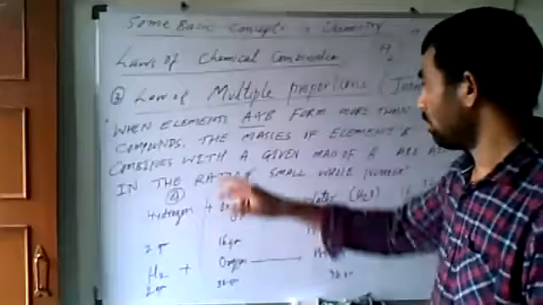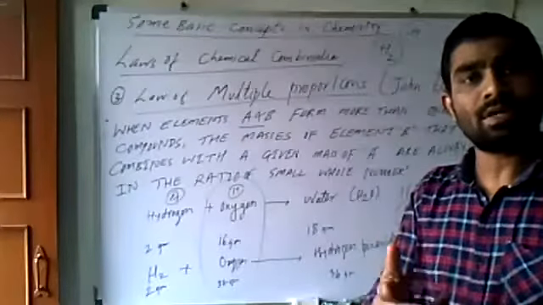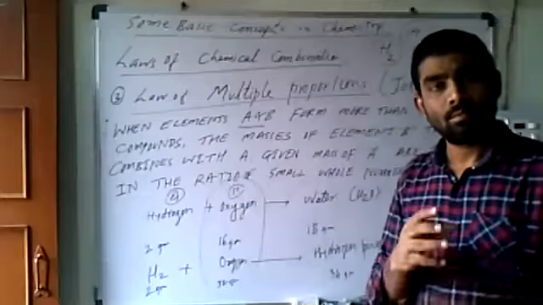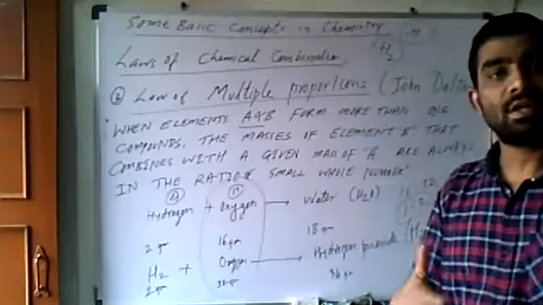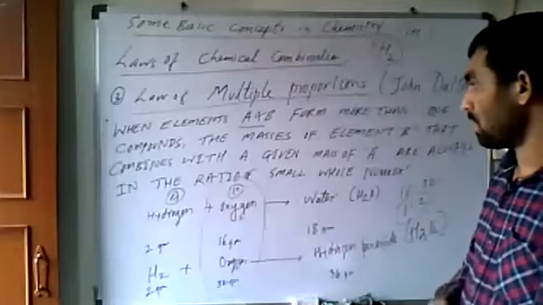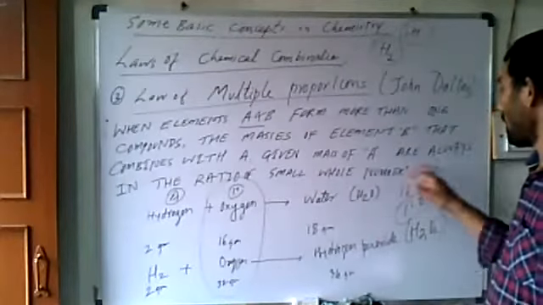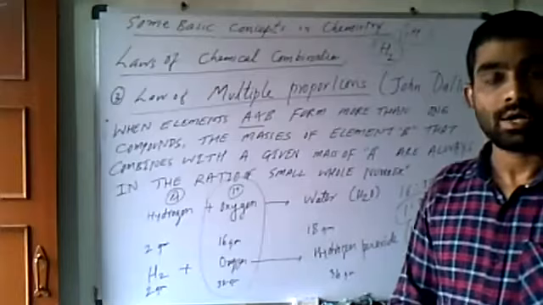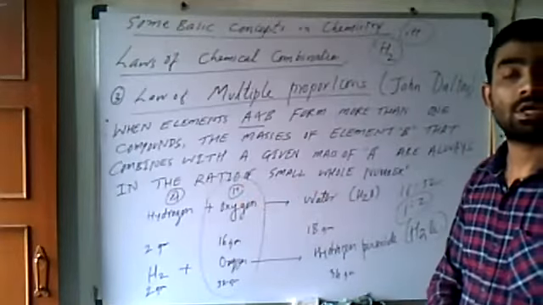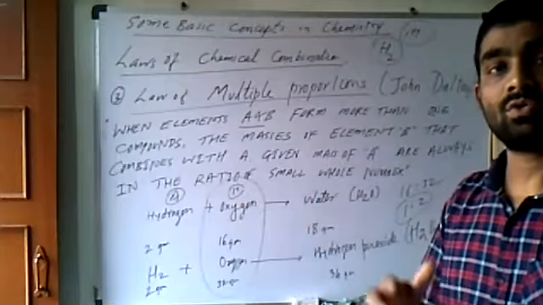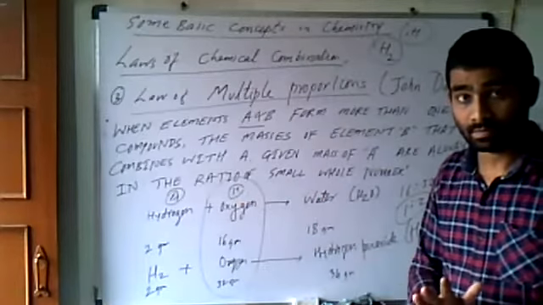then the masses of element B that combine with a given mass of A are always in the ratio of small whole numbers. Whole number means 1, 2, 3, not with a point, not like 1.2. Whole number.